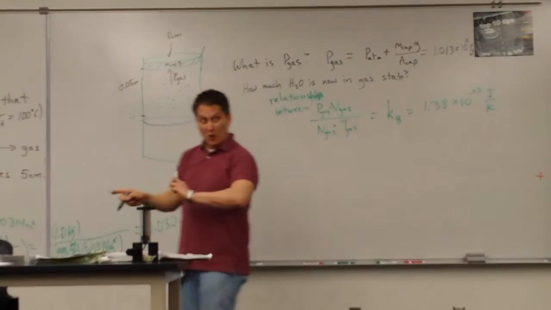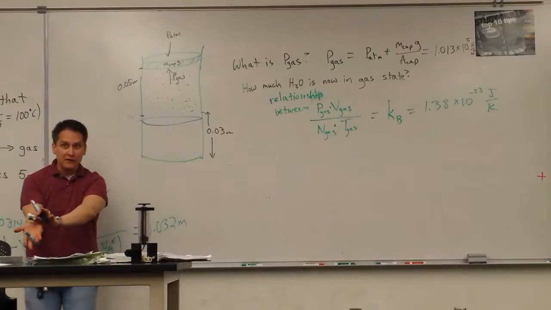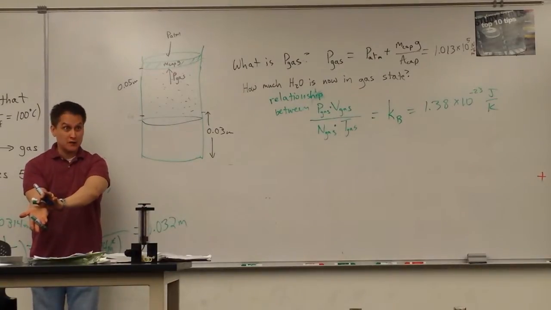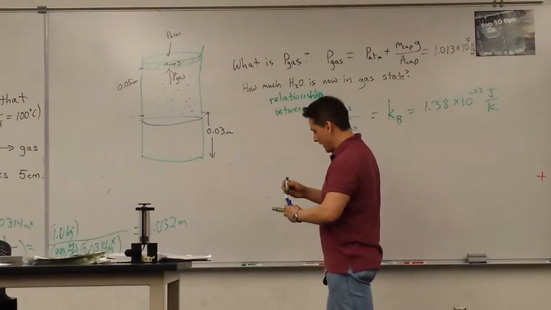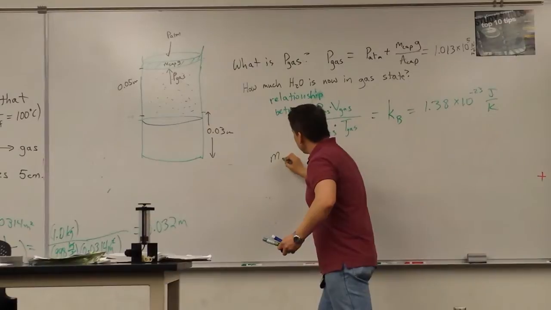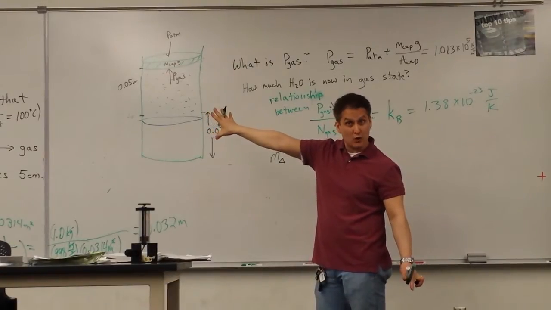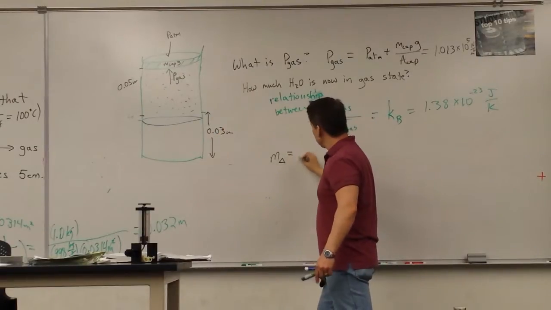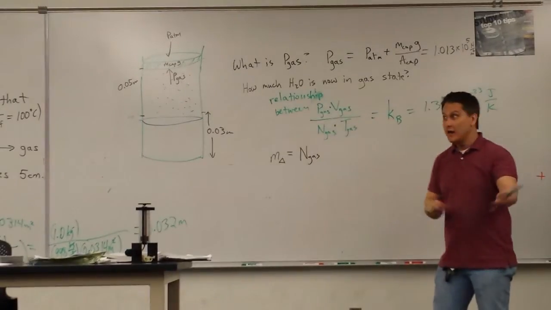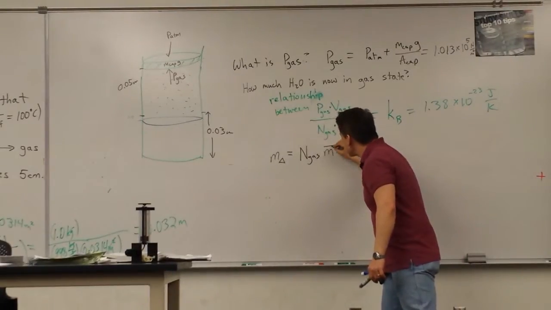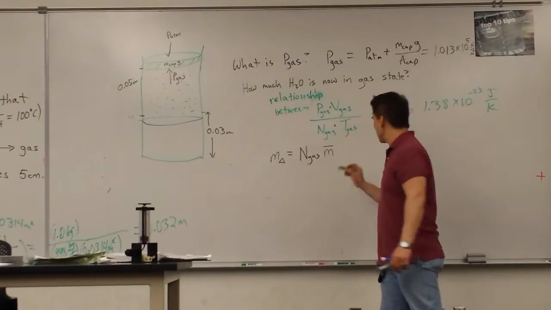Now, in order to know how much energy was involved in the phase change, I got to know how much water underwent that phase change. So I need N gas. Here's why. The amount of mass that underwent phase change, now I assume 15%, but the actual amount that underwent phase change is going to be equal to the number of gas particles that underwent that phase change times the average mass of one particle. So the average mass of a single gas particle.